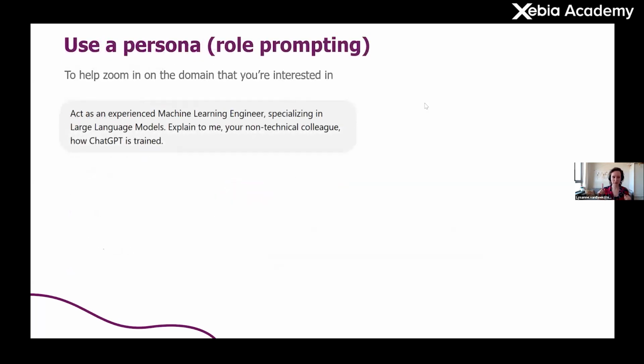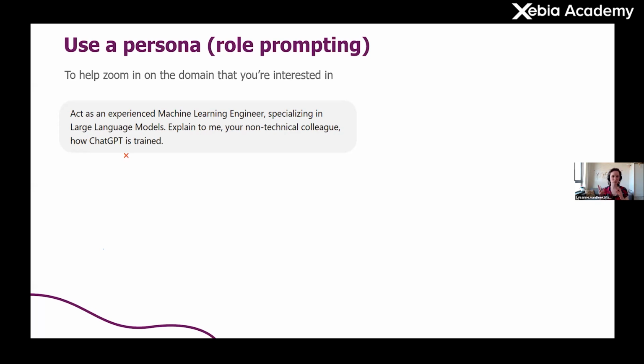Yeah, so final tip for this section, something that can help give a little bit of context as well, and determine what the output looks like, is using a persona. That can help to zoom in further into the domain that you're interested in. So for example, I could say, hey, I want you to act as an experienced machine learning engineer specializing in LLMs, and explain to me, your non-technical colleague, how ChatGPT is trained.